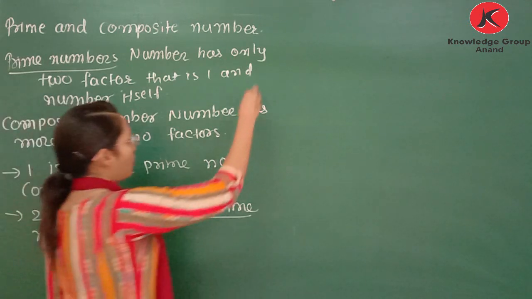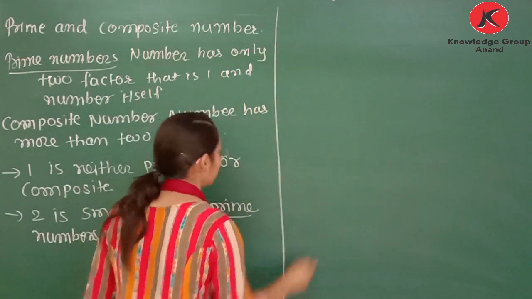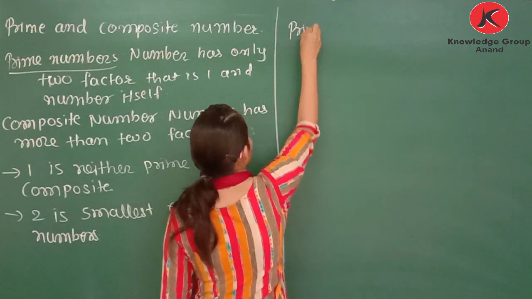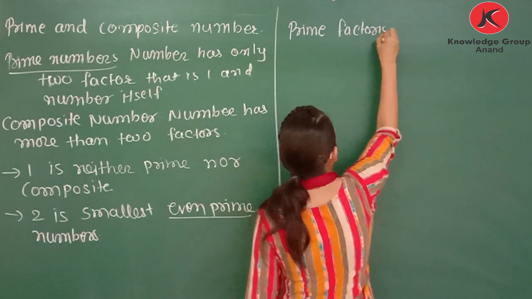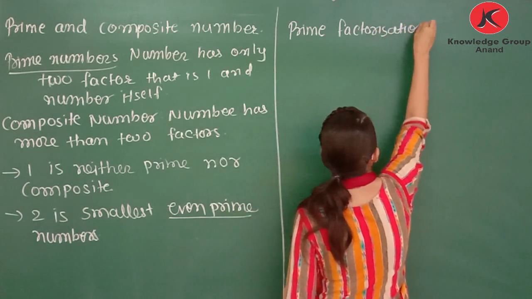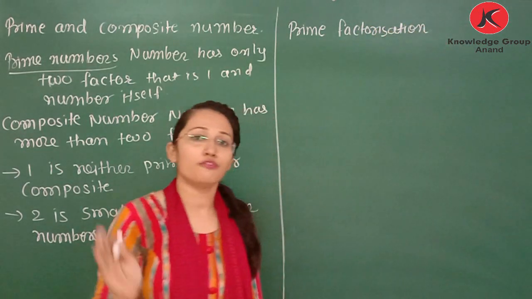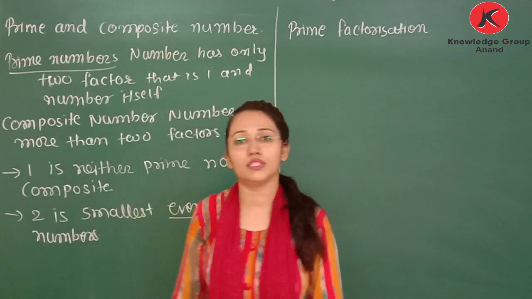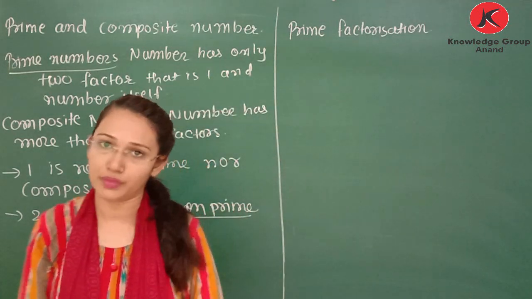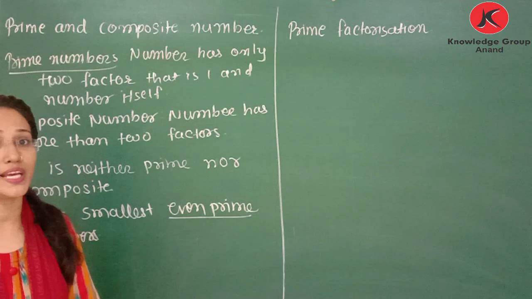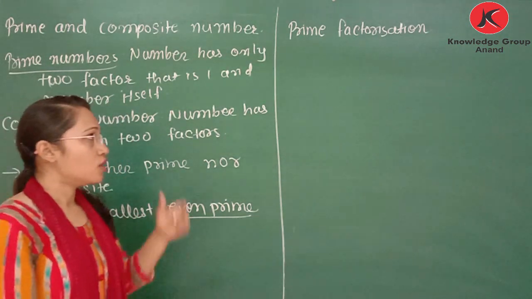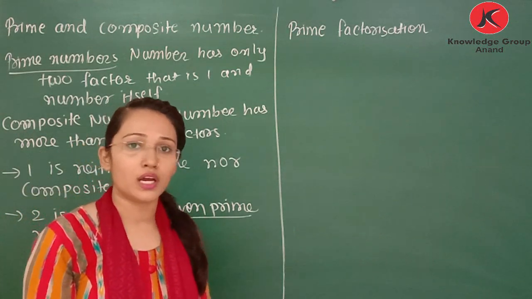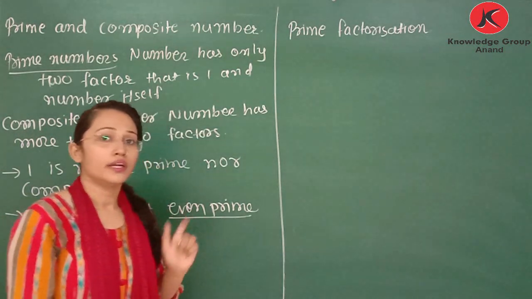Then we learn prime factorization. Prime factorization means you need to find the factors of a number, but all factors must be prime. We have to find such factors, but what should those factors be? All must be prime numbers. So in prime factorization, we learn the factor tree and the division method.